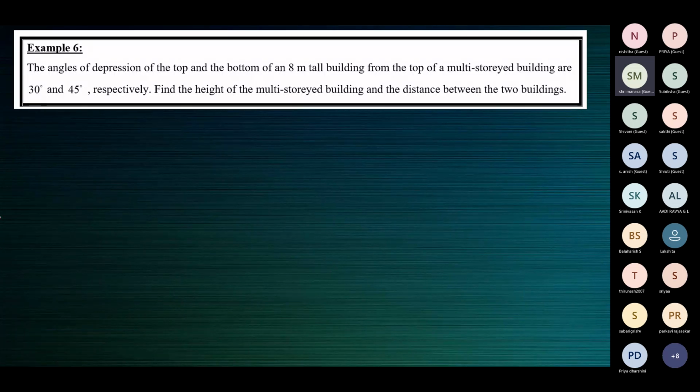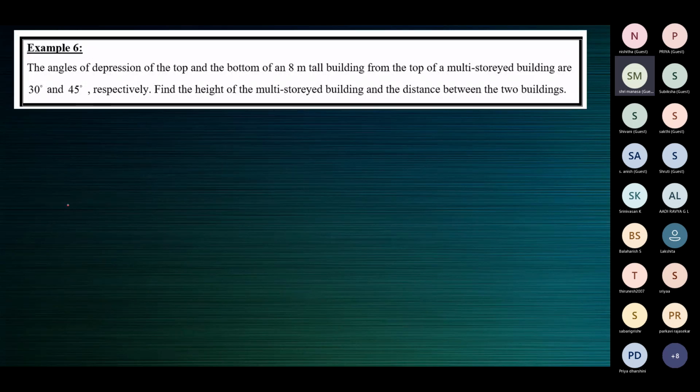All right, the next question. The angles of depression of the top and the bottom of an 8-meter tall building from the top of a multi-storied building are 30 and 45 degrees respectively. Find the height of the multi-storied building and the distance between the two buildings.